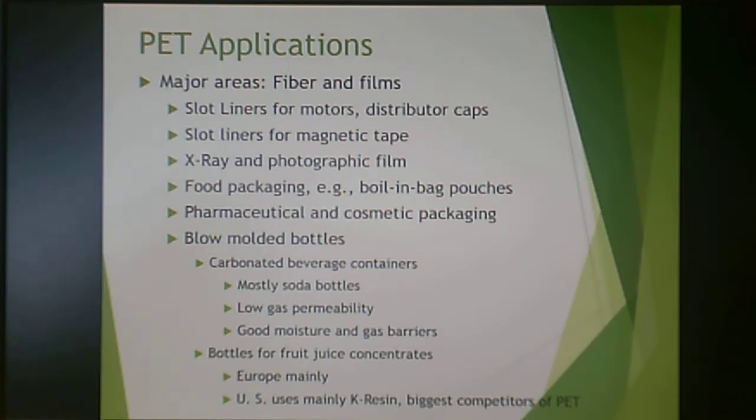However, its largest application area is blow molded bottles, and specifically carbonated beverage containers. This is mostly for soda because of its very low gas permeability and its excellent moisture and gas barrier properties. It's also used for bottles for fruit juices. However, this is mainly in Europe. In the US, fruit juice concentrates are generally with K resin, and K resin is considered the biggest competitor of PET in the US.